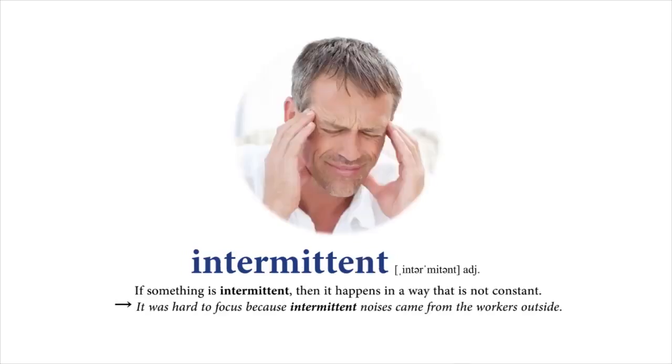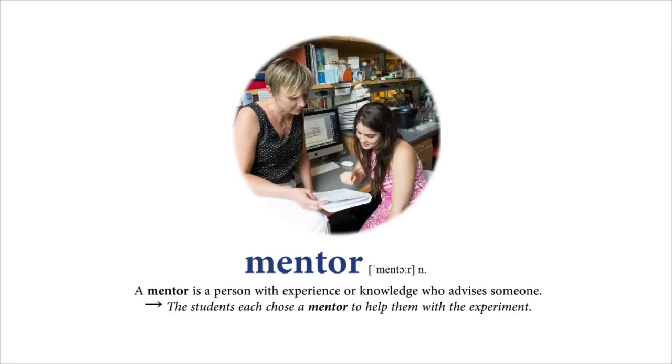Intermittent. If something is intermittent, then it happens in a way that is not constant. It was hard to focus because intermittent noises came from the workers outside. Mentor. A mentor is a person with experience or knowledge who advises someone. The students each chose a mentor to help them with the experiment.